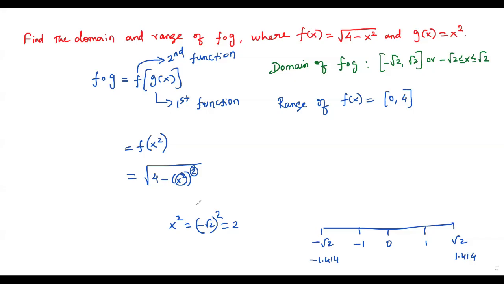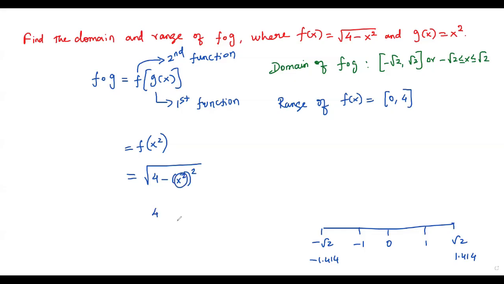So when I take x equals negative square root of 2, this x square becomes 2. 2 square is 4, and 4 minus 4 is 0. So when I take the least value of the domain of the composite function over here, I am getting the value of square root of 4 minus x square, whole square, as 0.